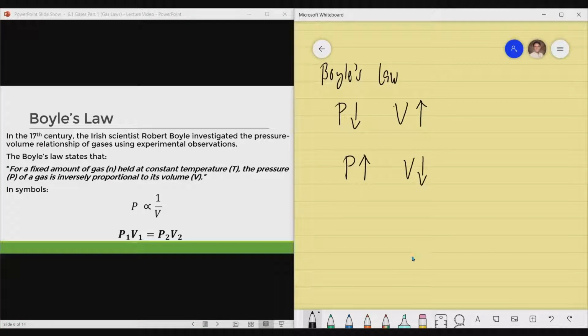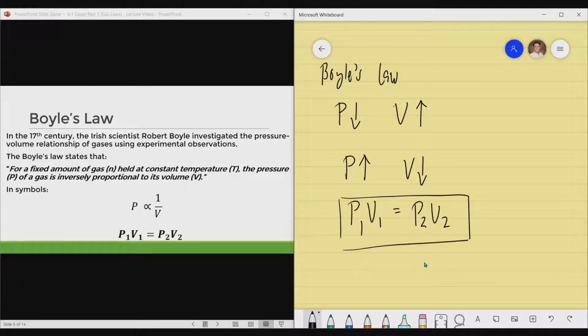Now the formula for Boyle's law is given by the equation: initial pressure multiplied by initial volume is equal to the final pressure multiplied by final volume. So this will be our main equation: P1 V1 is equal to P2 V2.